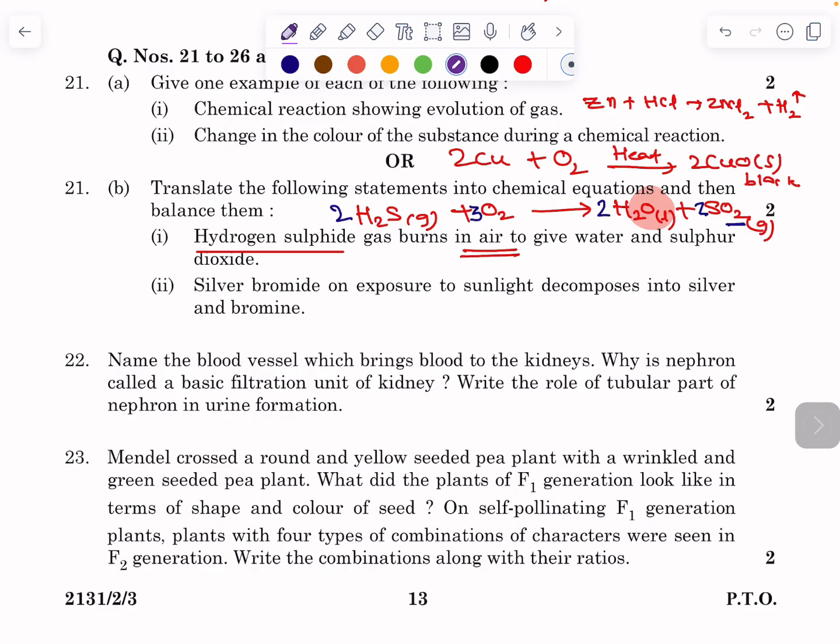Okay, the next one is silver bromide, AgBr. Silver bromide is in solid form, a salt. When you expose it to sunlight, it will give silver, gray in color, and there is evolution of bromine gas. Here we have 2 bromines on the product side, so you put 2 here, and on the reactant side also, here we have 2 silvers, so you put 2 here. Now this is the balanced chemical equation.